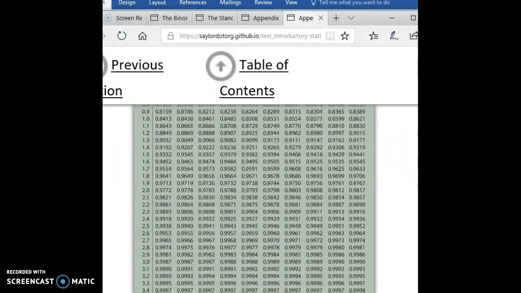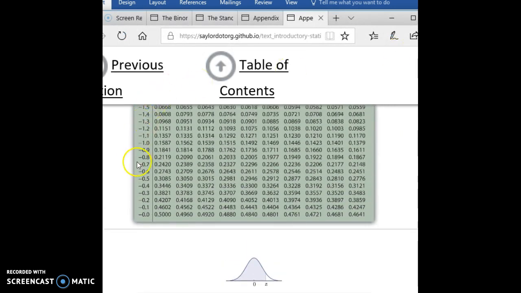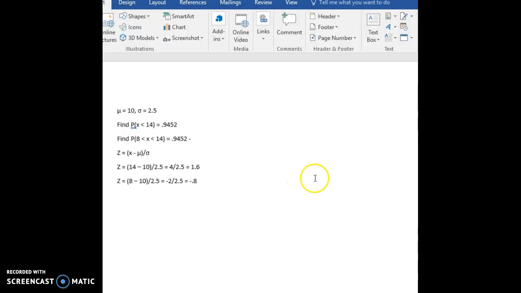I'll need to go up to my negative part of the table. Negative 0.80, so negative 0.8, 0 is our first column, 0.2119. And if we subtract those two, we get 0.7333.